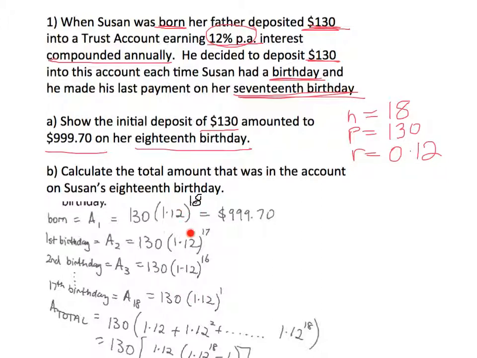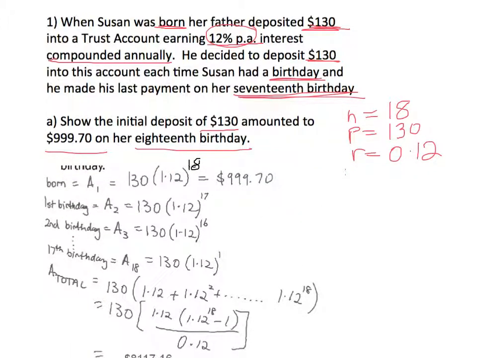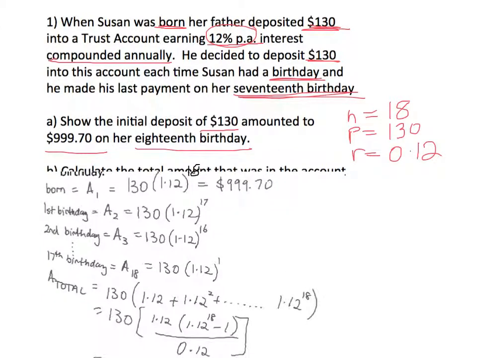When we're adding all those together, you can factorise out the 130, which is what I've done here, and then you can see in the brackets all of these amounts, these indices. So we've got 1.12 to the power of 1, 1.12 to the power of 2 would be the amount on her 16th birthday, etc., all the way up to this one here, which is the one from when she was born. And you can see what we have here in brackets.